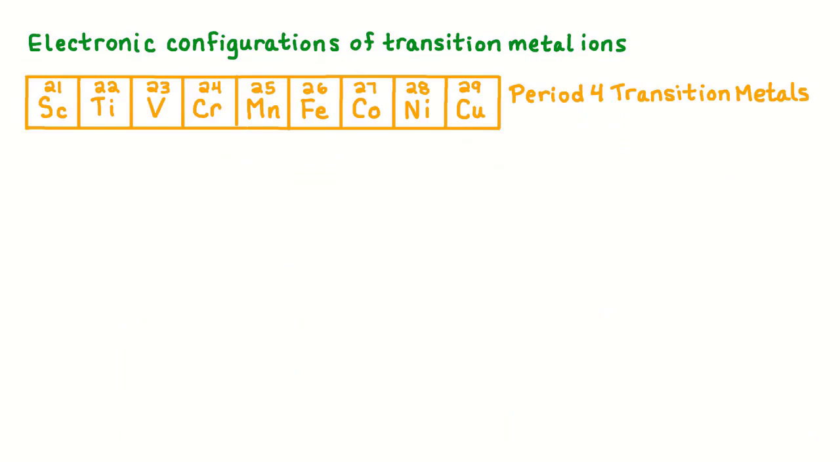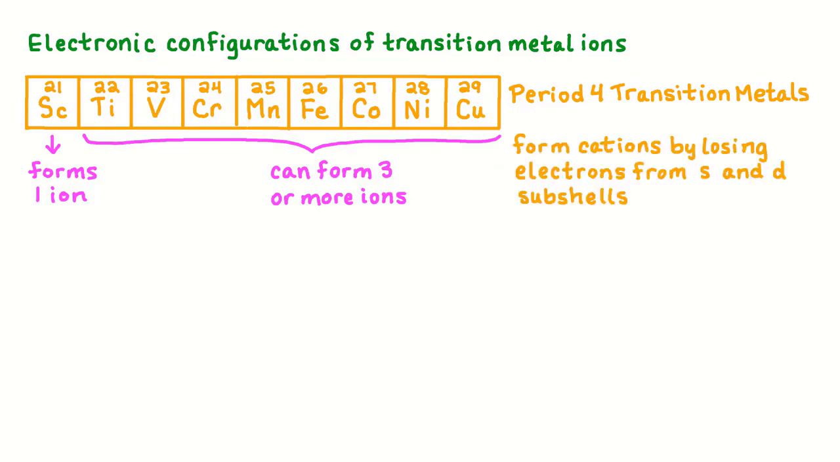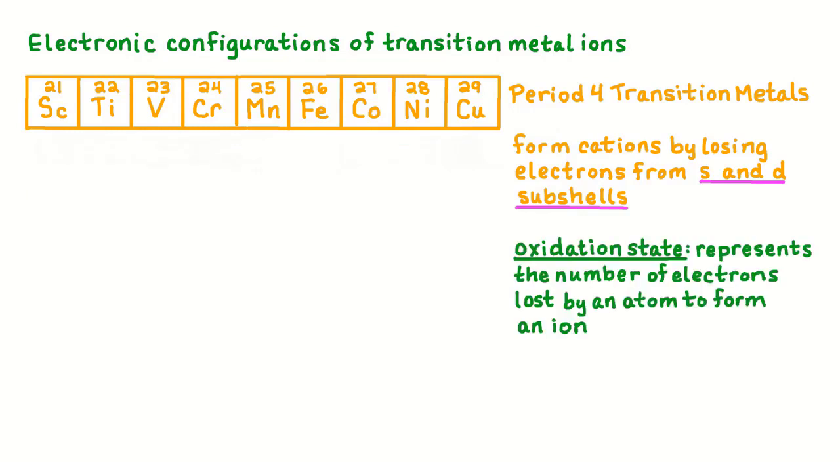Most transition metals can form more than one type of ion. In fact, all of the period 4 transition metals can form 3 or more different ions, except for scandium, which can only form one type of ion. Period 4 transition metals form cations, or positively charged ions, by losing valence electrons from their s and d subshells. The oxidation state of a transition metal represents the number of electrons that have been lost by the metal atom to form an ion. Nickel has 3 different oxidation states, +2, +3, and +4.